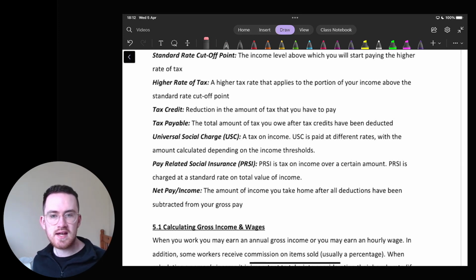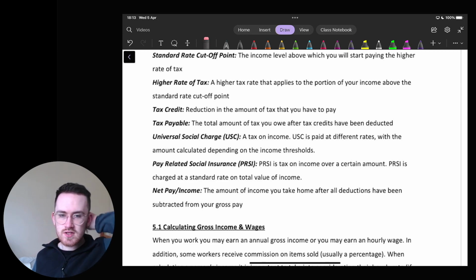And net pay or net income is the amount of money that I take home after all my deductions are taken away. And that includes income tax. So income tax, USC, PRSI, any other deductions that I might have, so health insurance or any sort of insurance, anything that comes out of my pay, once that's all gone, net pay is exactly what I take home, what actually will go into my bank account that I can bring home with me.